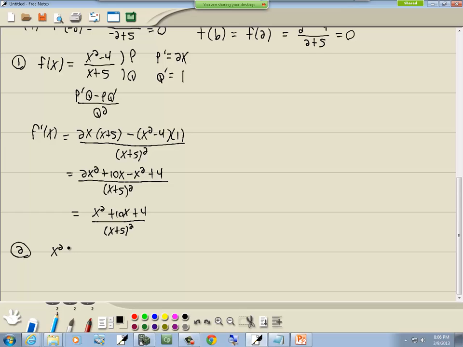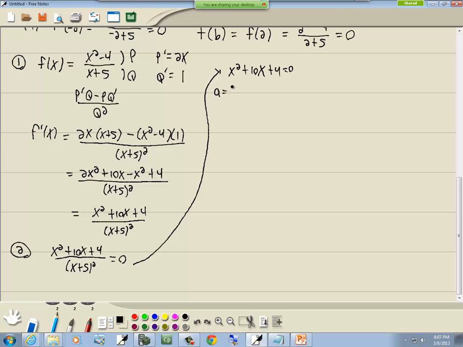Now our second step is to set that equal to 0 and solve it. So we got x squared plus 10x plus 4 over x plus 5 squared equal to 0. And we already mentioned earlier that if you got a fraction equal to 0 and you're actually solving it, not finding critical values, critical numbers, all you do is set your numerator equal to 0. And that's what we'll do. We'll set the x squared plus 10x plus 4 equal to 0. Now this doesn't factor, so we have to use a quadratic formula.